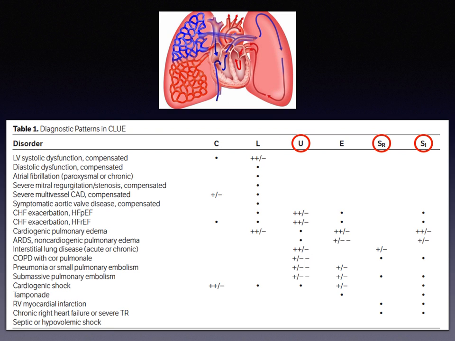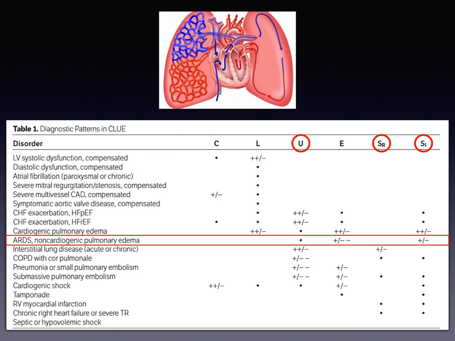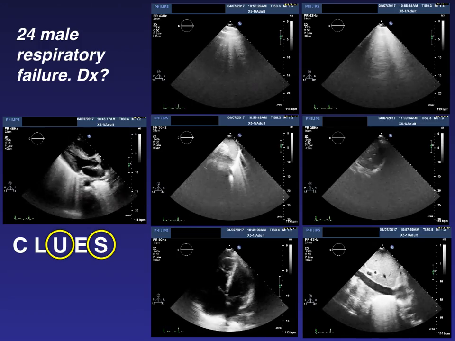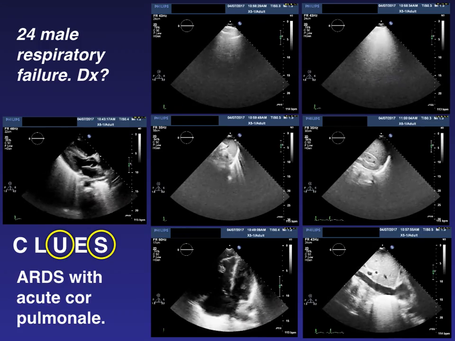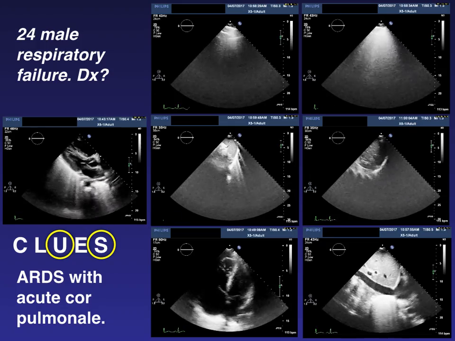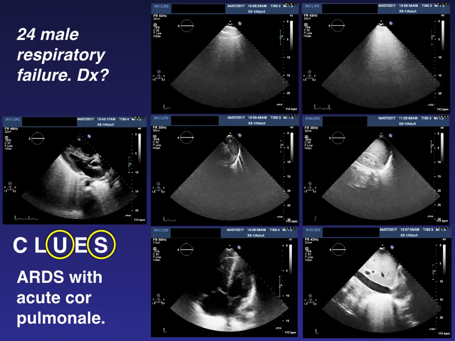Going to our chart that we looked at initially, when we look at who has ultrasonic comets and an increased inferior vena cava diameter, the differential includes ARDS with non-cardiogenic pulmonary edema, as well as below that COPD with cor pulmonale, as well as submassive pulmonary embolism. Well, this case ends up being one where he has acute respiratory distress syndrome with cor pulmonale. The reason why pulmonary emboli seemed a little bit less likely was the presence of symmetric and bilateral edema in the upper lobes.